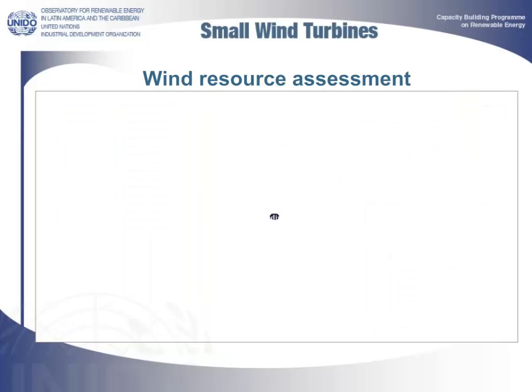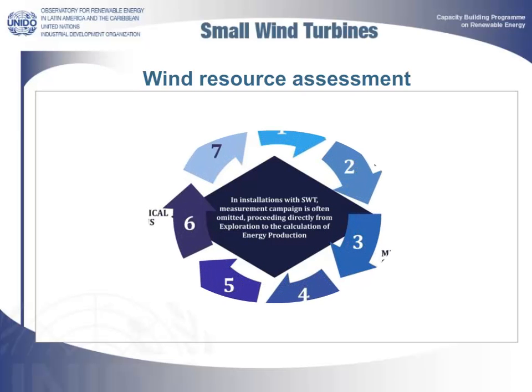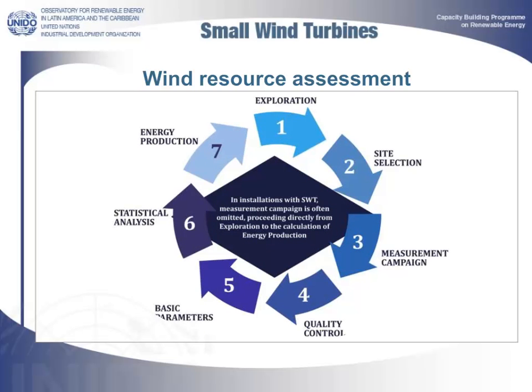The characterization of the wind resource is very different in systems with very small wind turbines of typically less than 10 kilowatts power, and in those with larger wind turbines within the range of mini-wind generation. In the case of the smaller wind turbines, characterization is carried out almost exclusively in the exploration stage, omitting the rest of the stages and focusing on the calculation of the theoretical energy production of a wind turbine on the site.